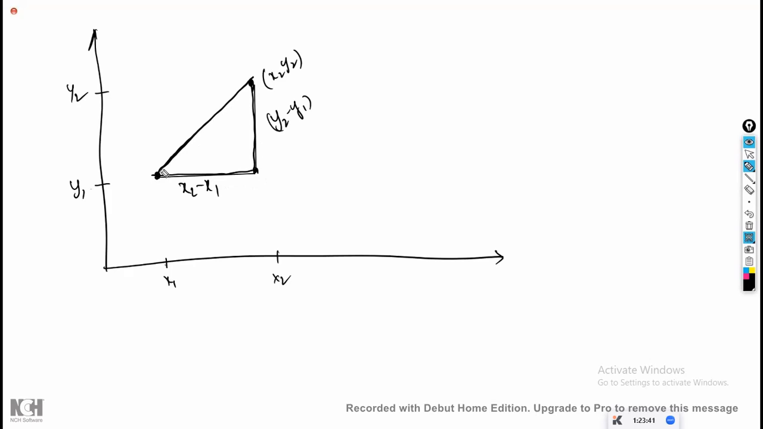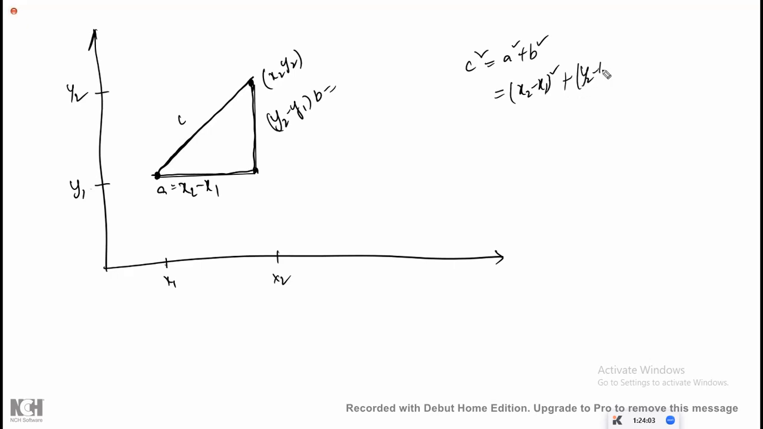For a right angle triangle, by the hypotenuse theorem, if the sides are A, B, and C, then C square is equal to A square plus B square. That is nothing but (x2 minus x1) whole square plus (y2 minus y1) whole square. So C is equal to the square root of (x2 minus x1) whole square plus (y2 minus y1) whole square.